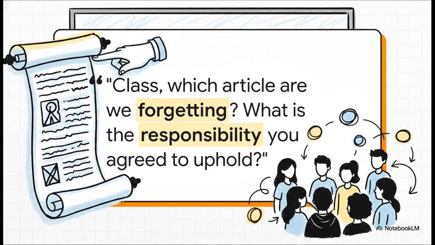Instead of immediately jumping to a punishment, you use the language of the document itself. You can literally point to the Constitution on the wall and ask the class, hey guys, which article are we forgetting right now? This totally shifts the focus. It's no longer a conflict between you and a student. It's a gentle reminder of the agreement the community made together. It's all about accountability, not anger.